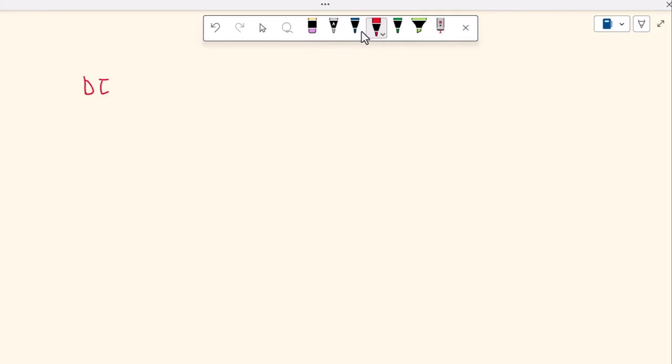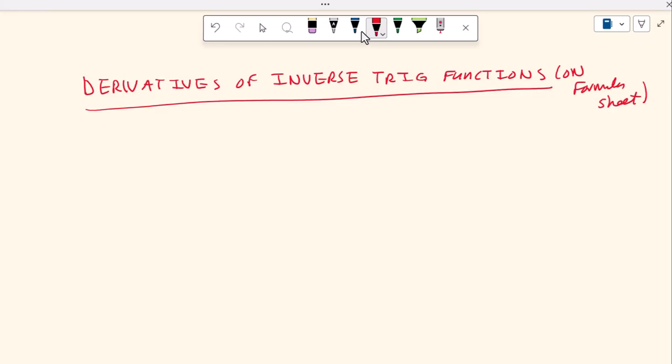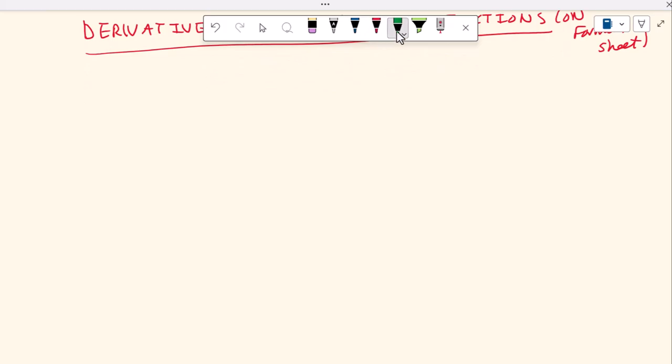Okay, derivatives of inverse trig functions. This is important. You might want to put these on a note card. I will have these on a formula sheet for you. But I would have them very handy so you can access them pretty easily. So derivatives of inverse trig functions. And again, I will give these to you on the test, on a formula sheet.